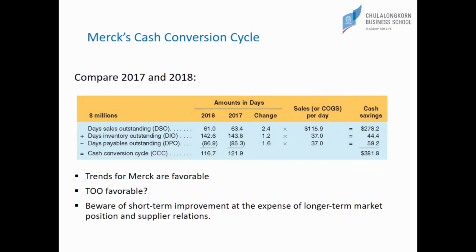And for DIO and DPO, it has also improved by 1.2 days and 1.6 days. And this time, we have to use the daily cost of goods sold, which is $37 million.